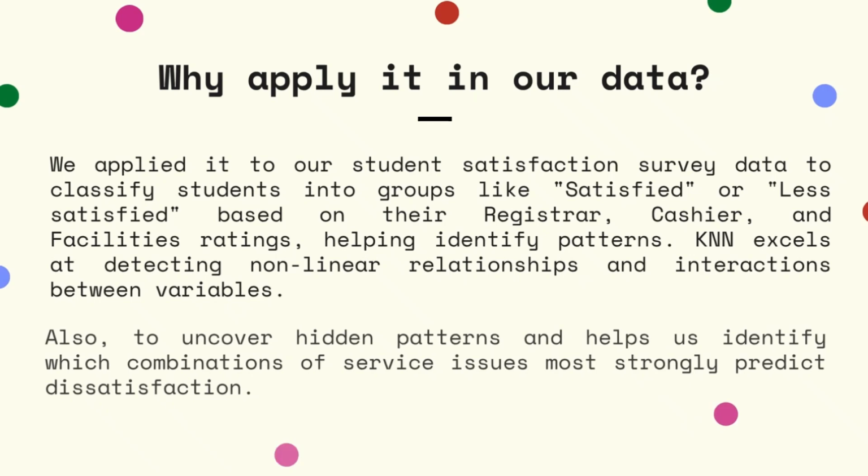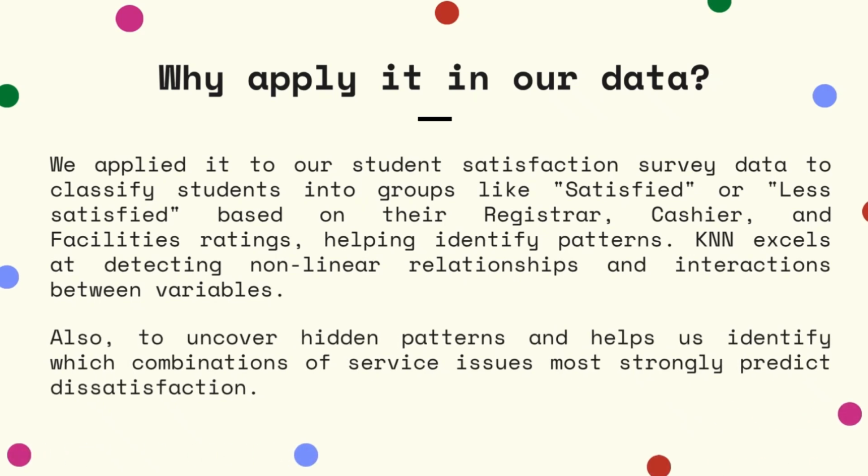Why apply it in our data? We applied it to our student satisfaction survey data to classify students into groups like satisfied or less satisfied based on the registrar, cashier, and facilities ratings, helping identify patterns. KNN excels at detecting nonlinear relationships and interactions between variables. Additionally, it helps uncover hidden patterns and identify which combinations of service issues most strongly predict satisfaction.